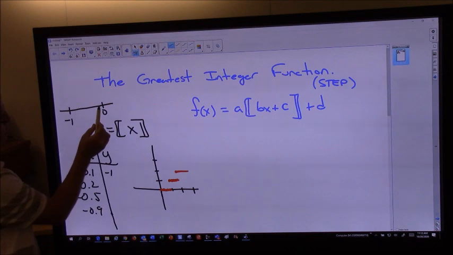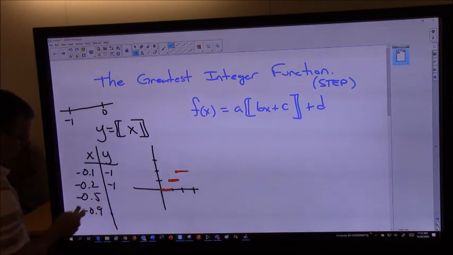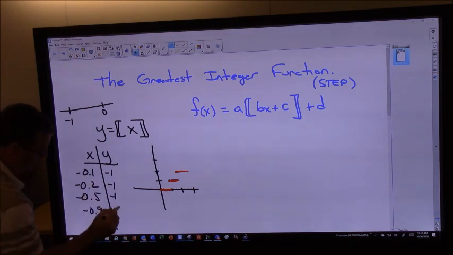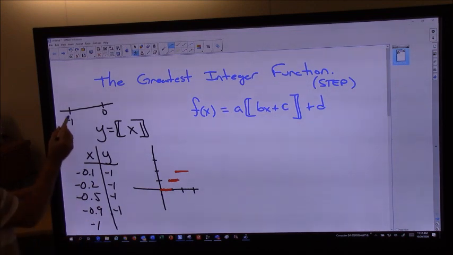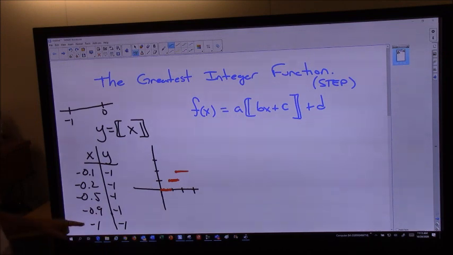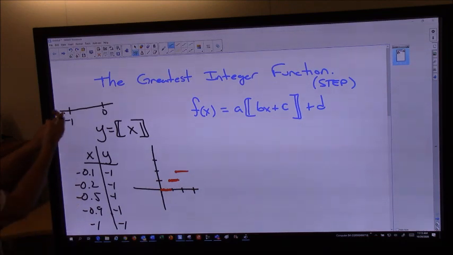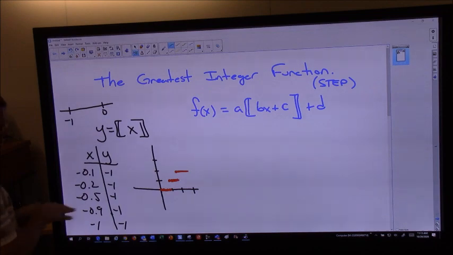Negative 0.2, okay, back a little farther. Still, the greatest integer less than or equal to that is negative 1. For all these, it's going to be negative 1. When I get to negative 1, the greatest integer less than or equal to that is still negative 1. But once I go to negative 1.1, now the greatest integer less than or equal to that, I have to go to the next spot, negative 2. Okay? So I can see that those steps will still go down in the negative direction.